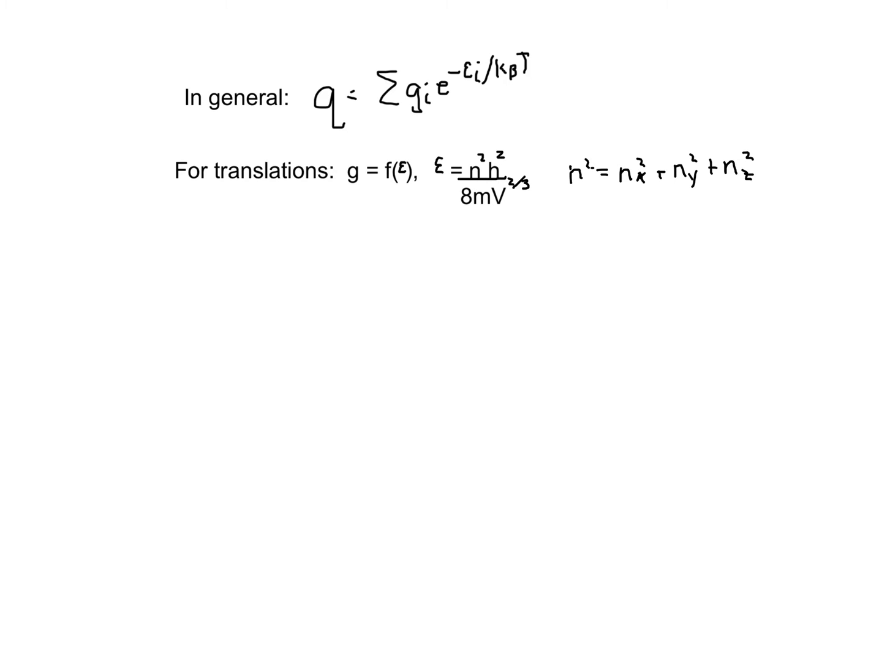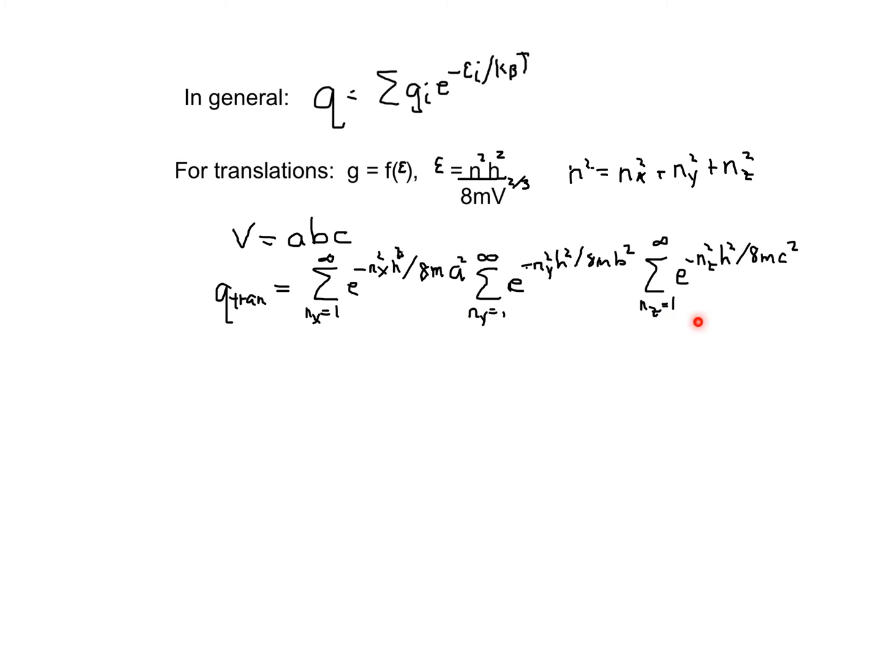In addition, the volume of our box is made up of the product of the dimension in the x direction, A, times the dimension in the y direction, B, times the dimension in the z direction, which equals C. Making these substitutions, we can write our translational partition function as the sum from nx equals 1 to infinity of e to the minus nx squared h squared over 8m a squared, times a similar sum for ny and nz.